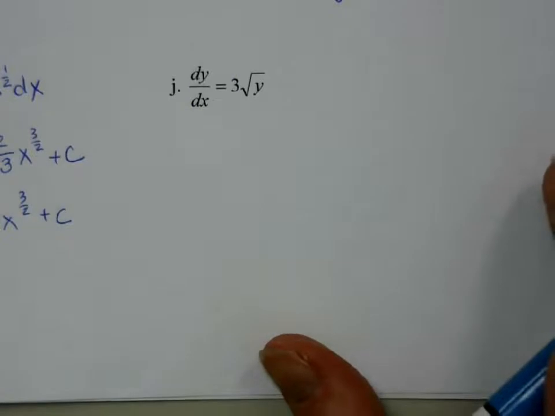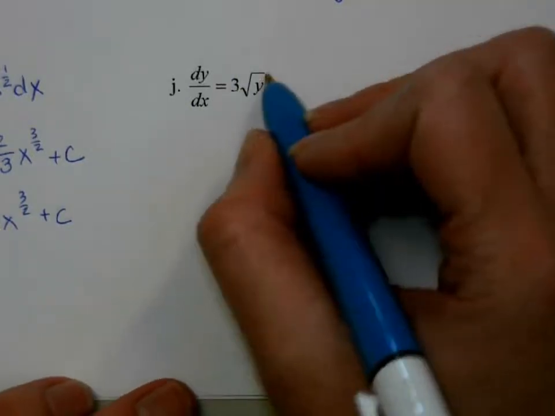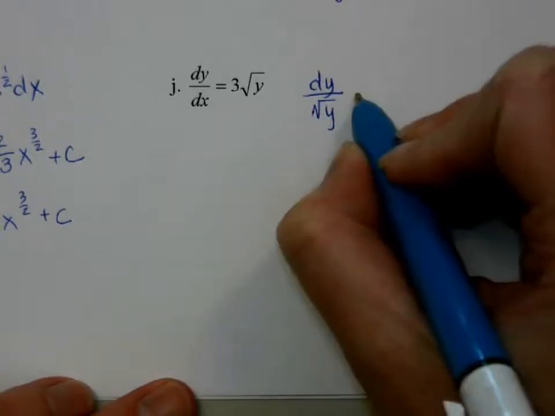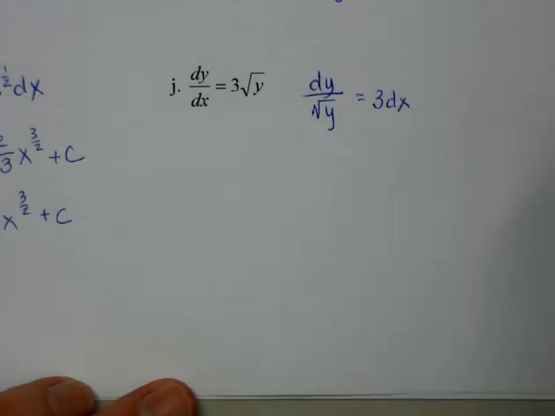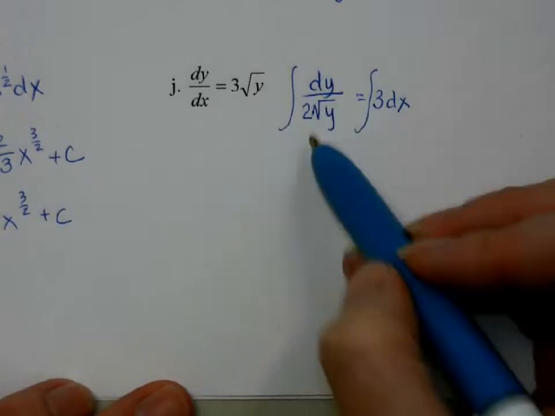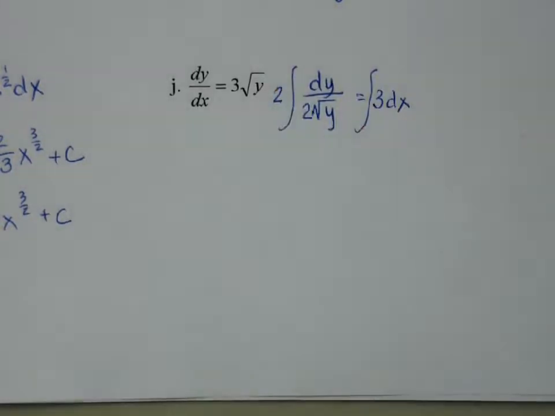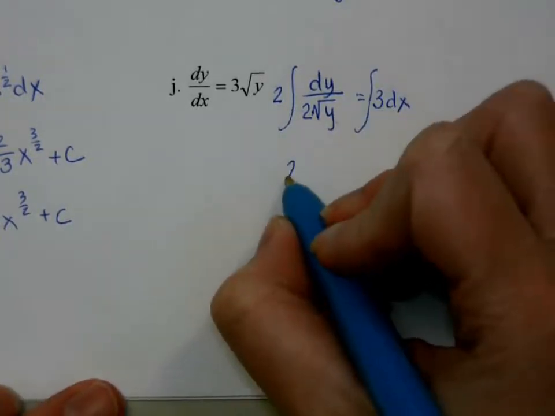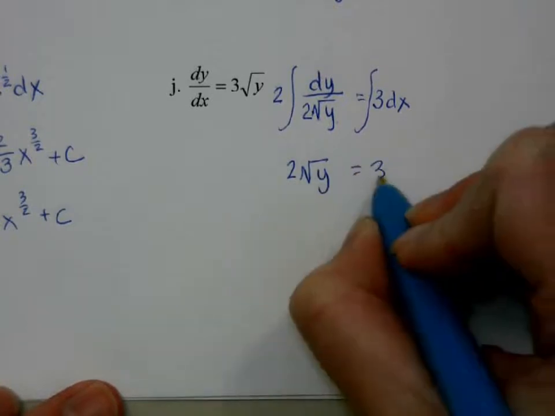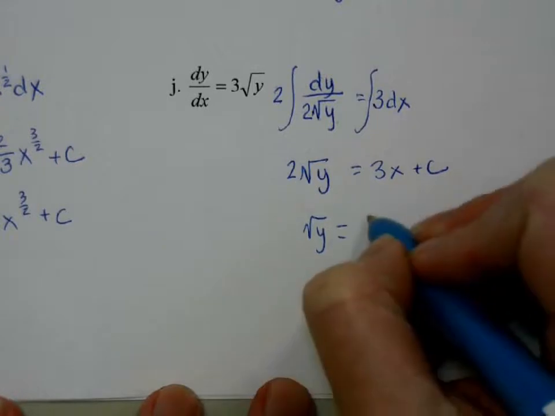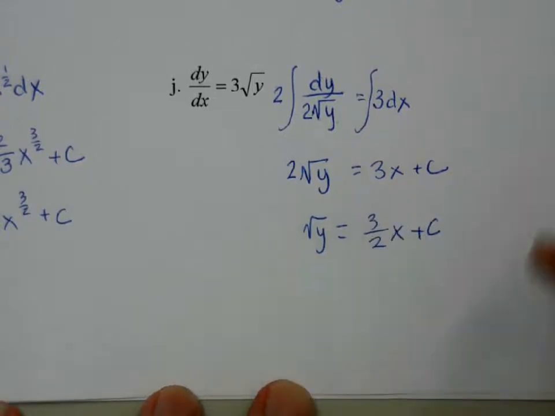Okay, our next one here, I'm going to leave the 3 but divide over the square root of y. Okay, I'm going to integrate. What I'm going to do though is I'm going to sneak a 2 in here, but if I do that, that's the same as multiplying by 1/2. I'm going to put a 2 on the outside because we know that the integral of this is the square root. So this is going to be 2 root y equals 3x plus c. Divide by 2. And then square both sides.